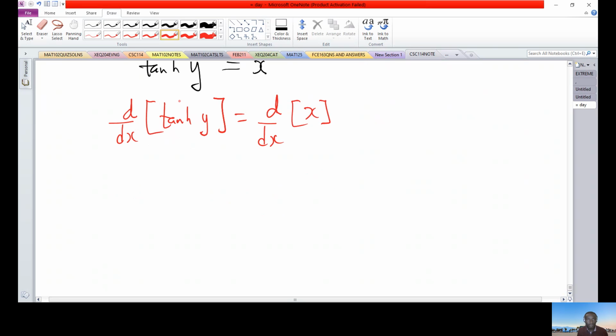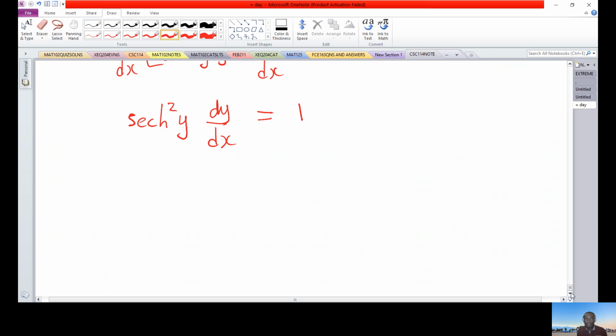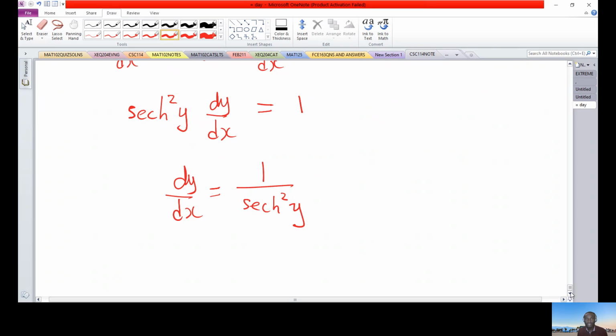So which tells us that now when you differentiate a hyperbolic tan function, you get a hyperbolic sec squared y dy/dx equals 1. And then we are interested in finding dy/dx, so dy/dx will be given by 1 over hyperbolic sec squared of y. But you don't stop here. Remember, the derivative must be in terms of x. So this is how you now change this one in terms of x.